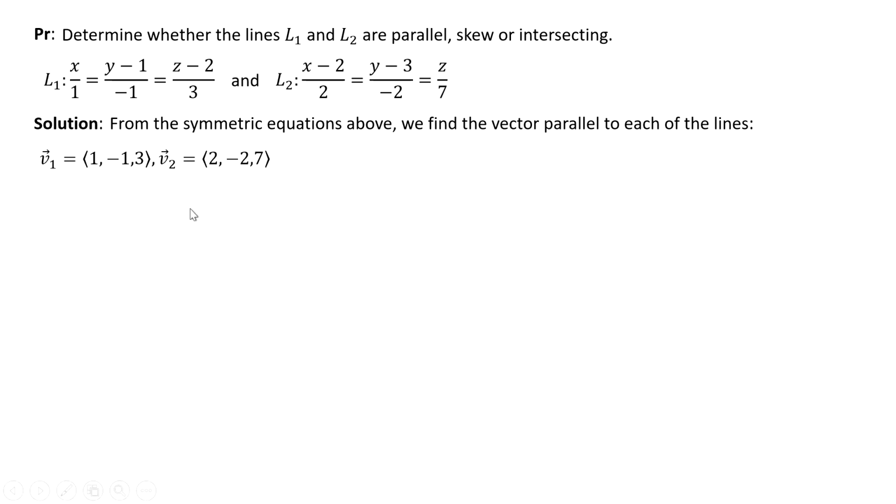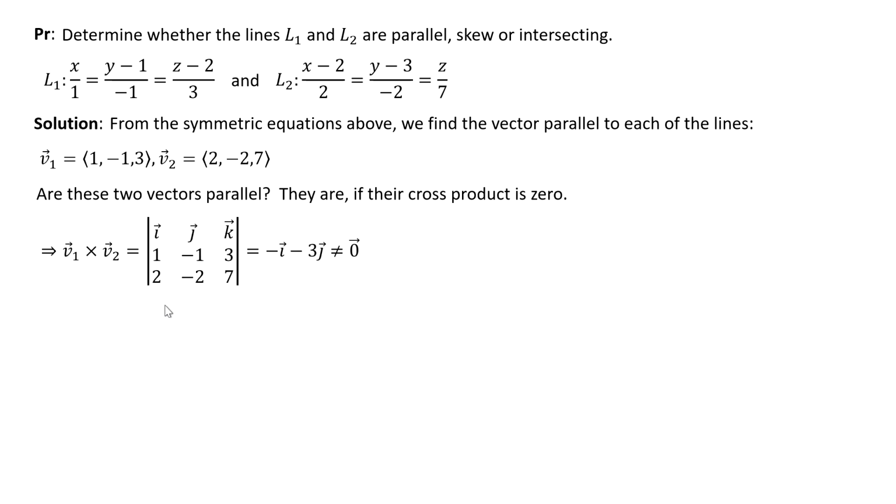Okay. Are these two vectors parallel? If they are, what should happen? Their cross product must be 0. The cross product of two parallel vectors is going to be 0, right? So let's figure out the cross product.